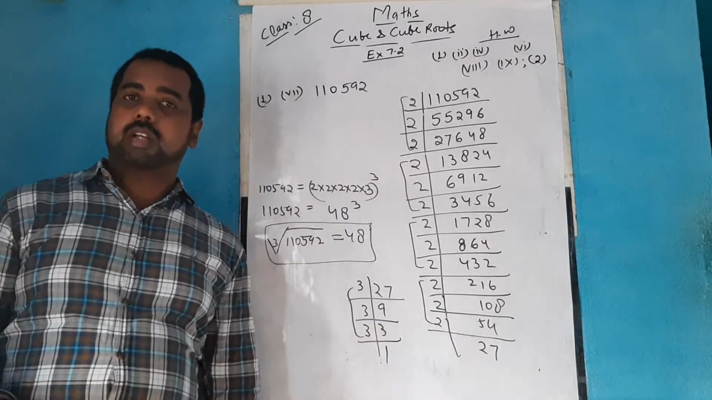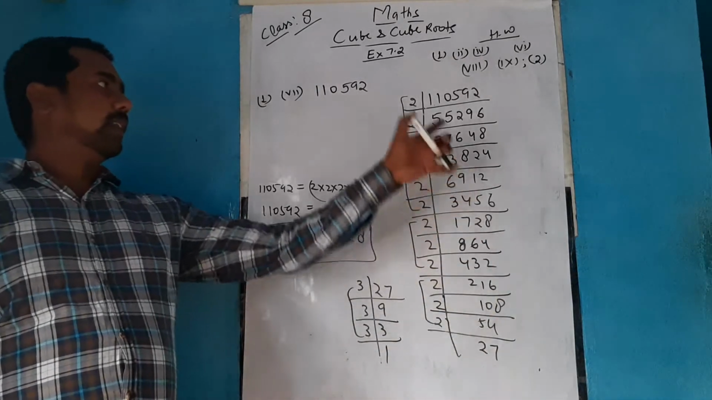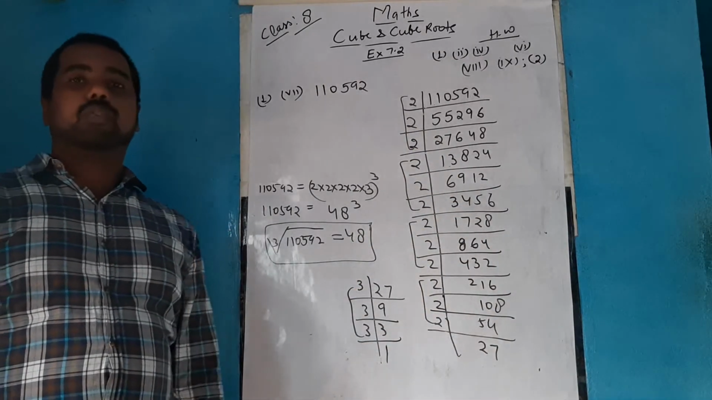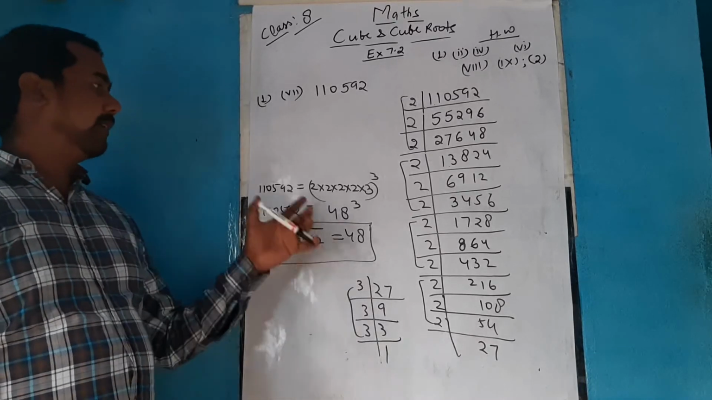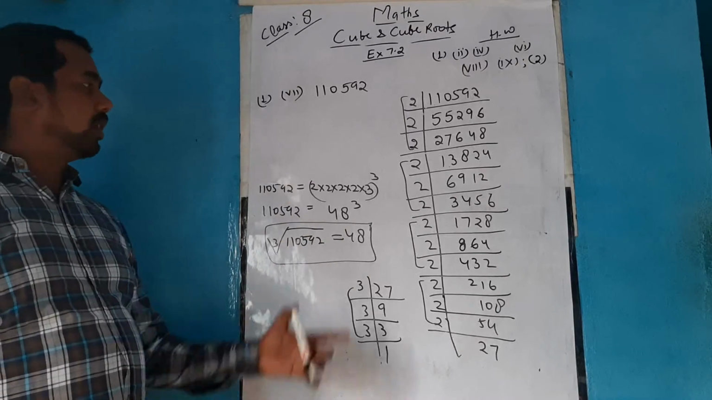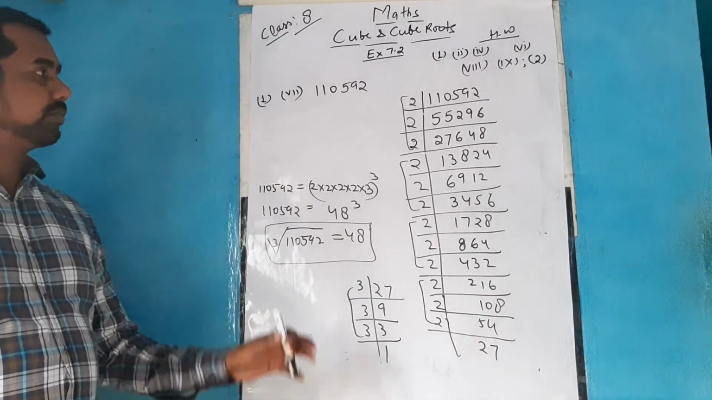So without hesitating, just take out the prime factors and then make a group to find out whether they are forming equal groups or not, and then write them in the form of a cube, and then remove the cube to write the cube root of the same.